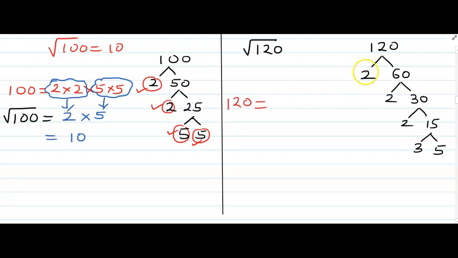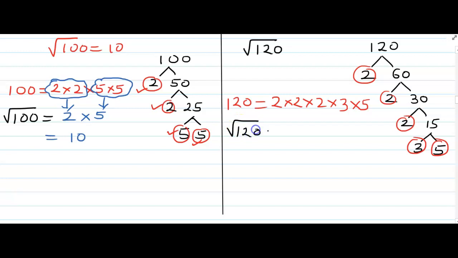Okay, so for 120, we have got these prime factors here: 3 2's, let's write down here with multiplication signs, then 3 and 5. Okay, so this is 120. Now what will be the square root of 120? So see here, this 2 is in a pair.